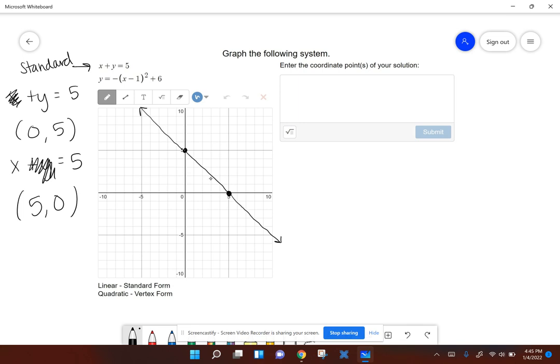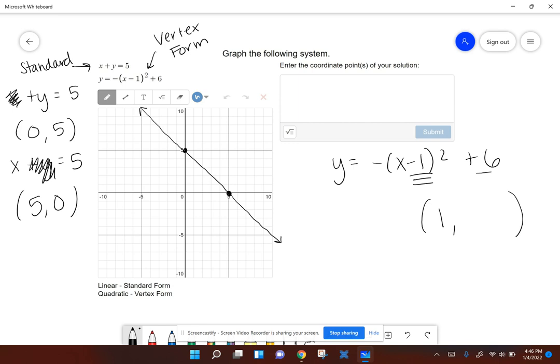Next up is the quadratic. This quadratic here is in vertex form. So if we think about this, the number here is my x value of my vertex, but it's the opposite of what we see. So because I see a -1, this is going to be a +1. This right here is the y value of my vertex exactly as it's seen. So my vertex is going to be the point 1, 6.